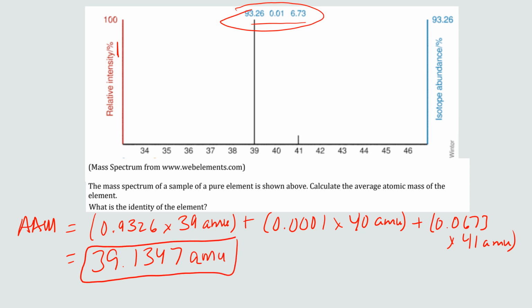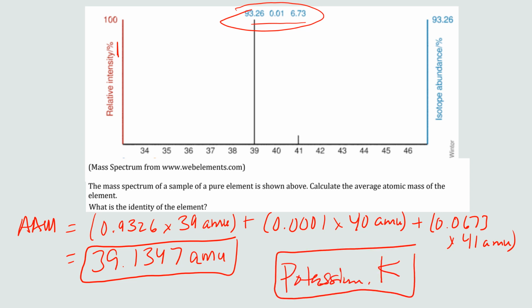What is the identity of this element? You look at the periodic table, and whichever is the closest to it, hopefully it's done correctly, it's going to be potassium. So a problem like this could show up in the MCQ, but maybe in the FRQ as well. Be careful when you're doing this so you don't make the mistake of not moving your decimals over to the left like you're supposed to. Okay, so keep an eye out for that.